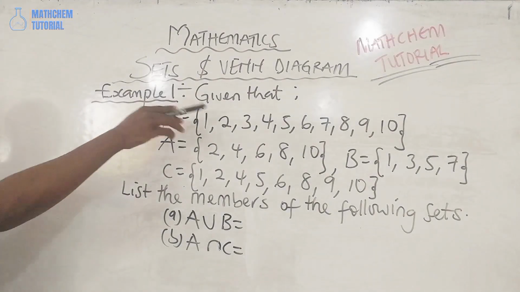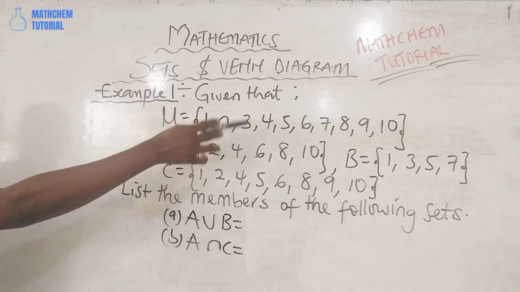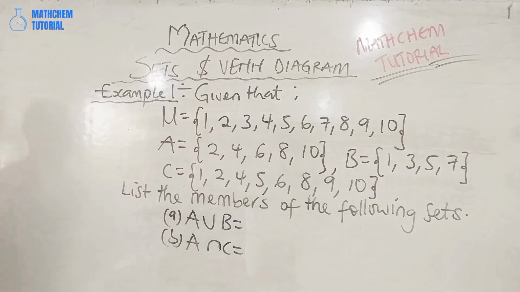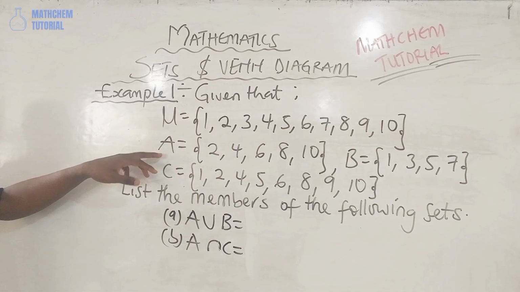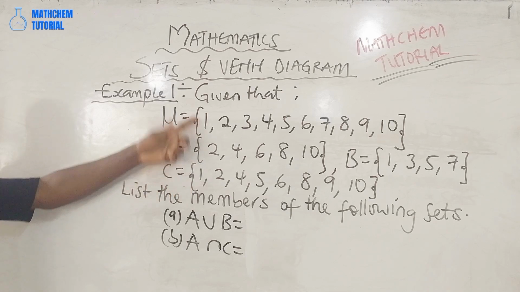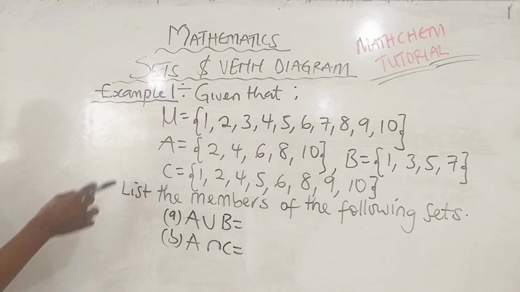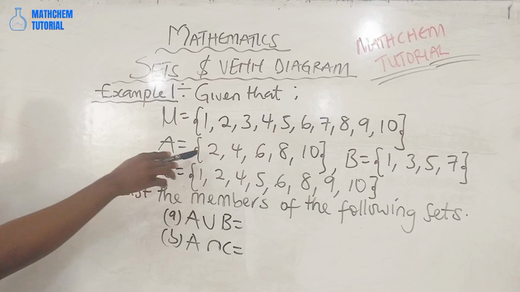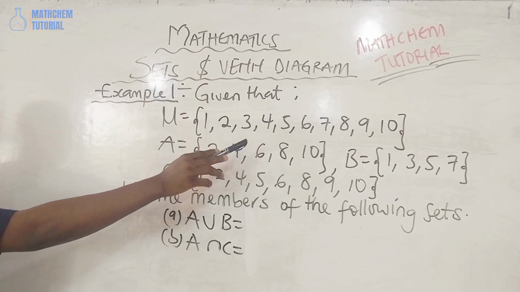So example 1 says, given that the universal set is 1, 2, 3, 4, 5, 6, 7, 8, 9, 10. Then we have a subset A. Remember that subset A is removed or derived from the universal set. So subset A is 2, 4, 6, 8, 10.